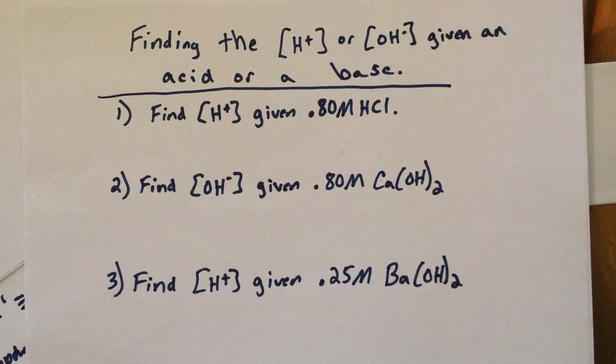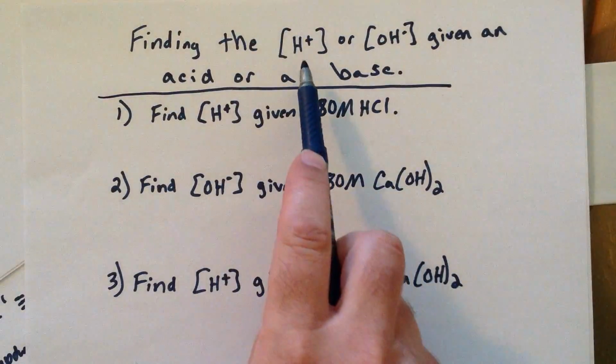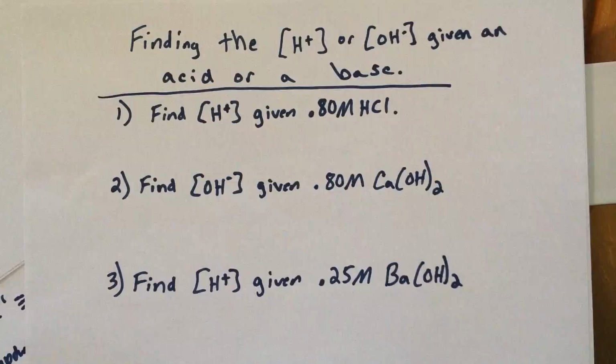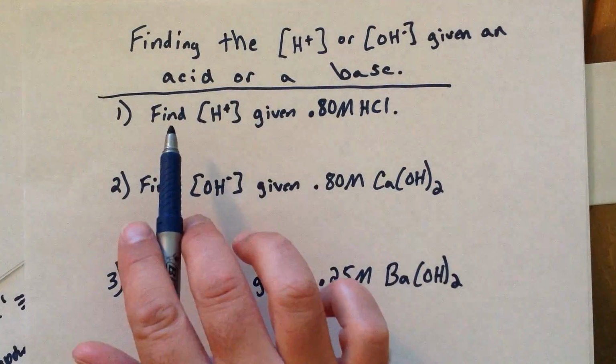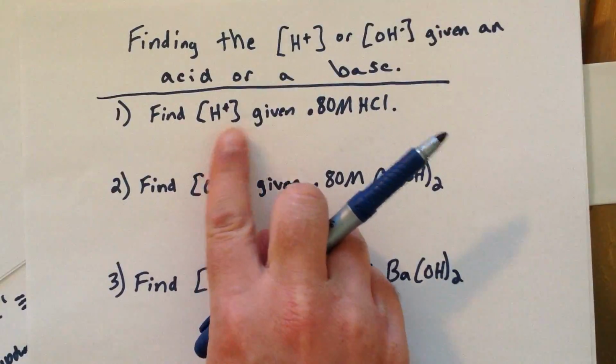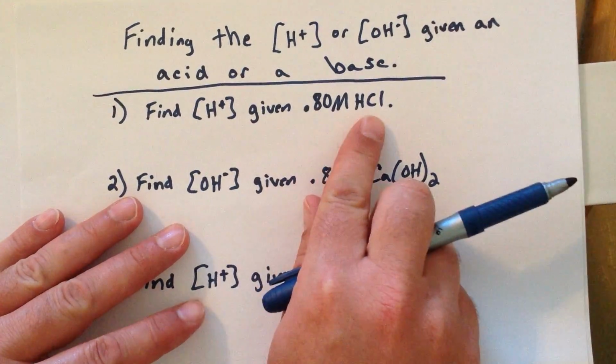Hello, this is just a quick and dirty video on finding the concentration of hydronium ion or hydroxide ion given an acid or a base. Okay, we'll jump right in because I think examples for these really explain it all. Find the hydronium ion concentration, that's what that H plus is, given 0.8 molar HCl.